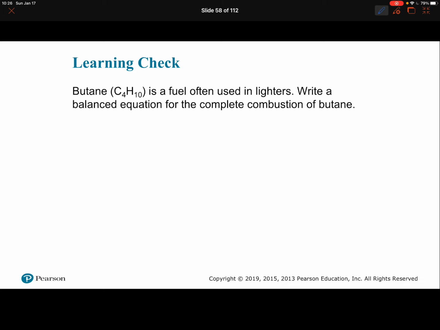All right, learning check. I think this is it. So give this one a shot. Balance this equation. I'll give you some hints again. Remember, this is your molecule. You need O2. You're going to form CO2. You're going to form water. So go ahead and give that one a shot, balancing.